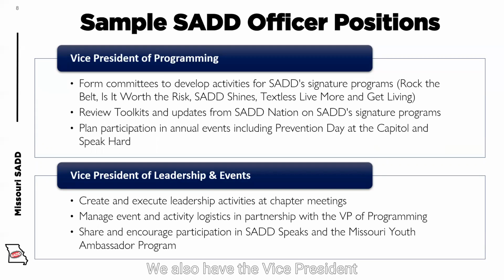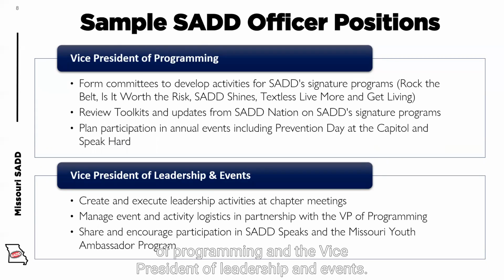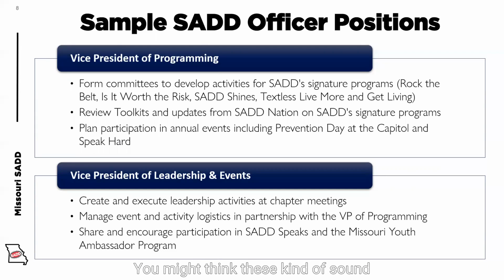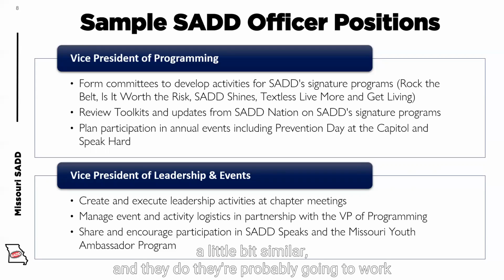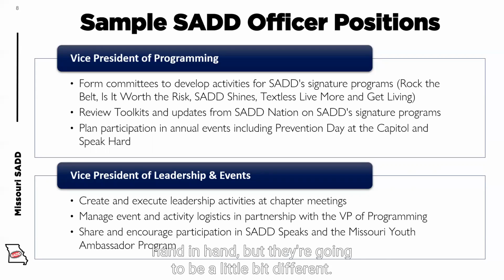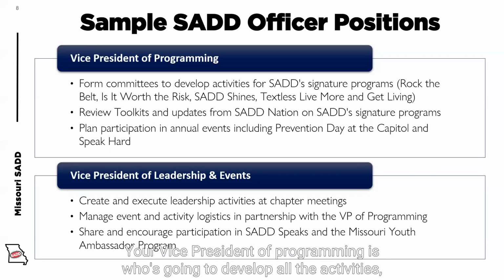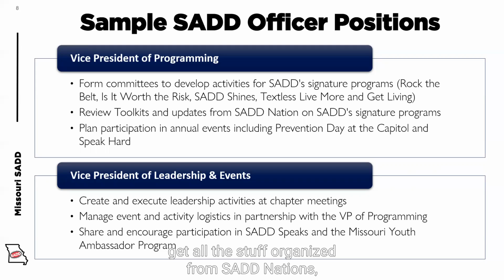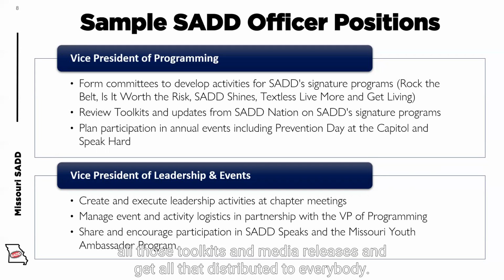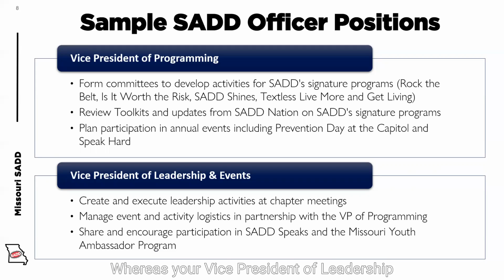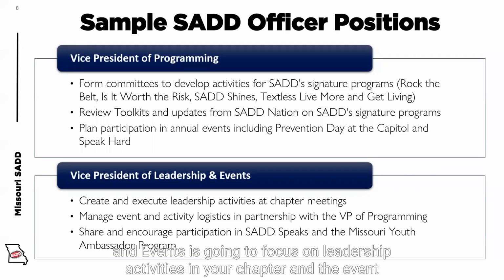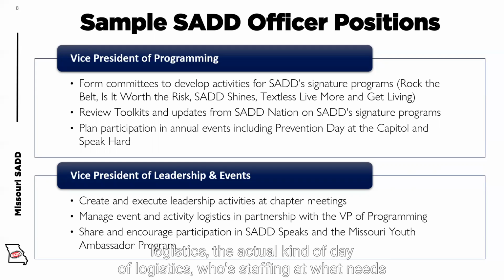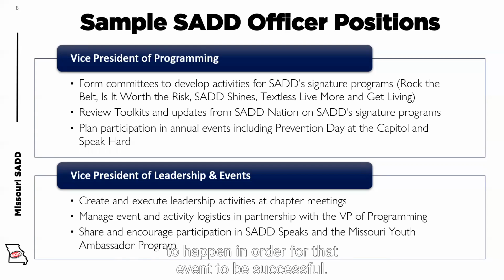We also have the vice president of programming and the vice president of leadership and events. You might think these sound a little bit similar, and they do. They're probably going to work hand in hand, but they're going to be a little bit different. Your vice president of programming is who's going to develop all the activities, get all the stuff organized from SADD Nations, all those toolkits and media releases, and get all that distributed to everybody. Whereas your vice president of leadership and events is going to focus on leadership activities in your chapter and the event logistics, the actual day-of logistics, who's staffing it, and what needs to happen in order for that event to be successful. So they're a little bit different roles, but they do have to work hand in hand.